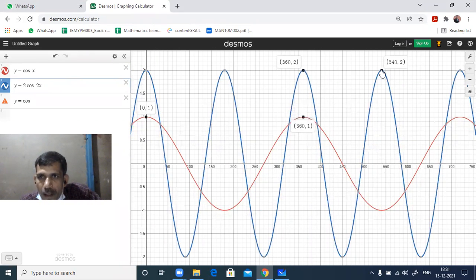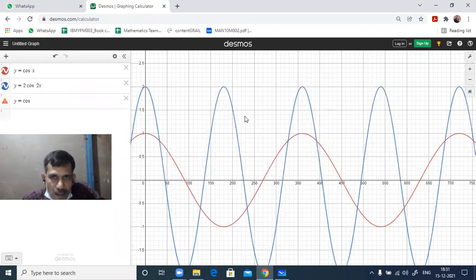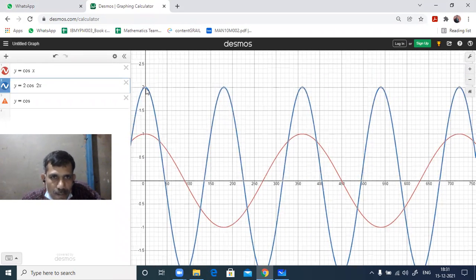Now the period, from here to here, you observe, from 0 to here is 180 degrees. The period is reduced to half, the amplitude is increased. Both transformations will happen.